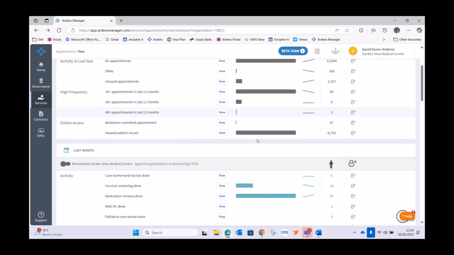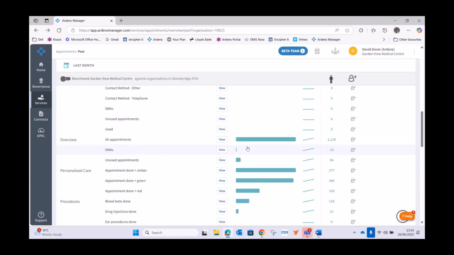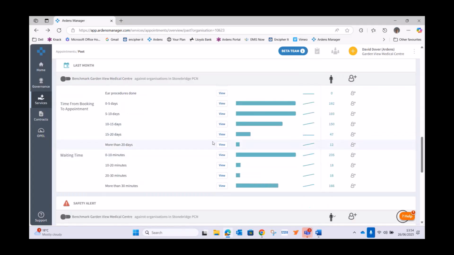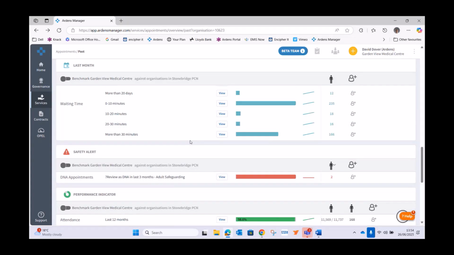Other things, just quickly going down, you've got all of your activity, all of your contacts, your extended access and so on. But again, helping you with your demand, looking at the time from booking appointments to being seen. An important one on here is waiting times. I guess there's nothing worse, from your point of view, than patients complaining about how long they've waited for an appointment, still in the waiting room 10, 20, 30 minutes later. But if you want that evidence to report back to your teams, these are the usual suspects. These are the GPs or nurses that potentially are running late.